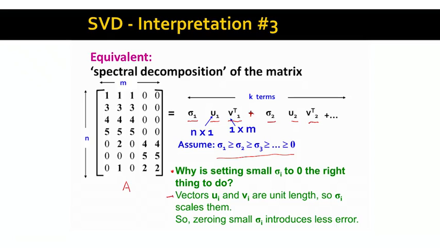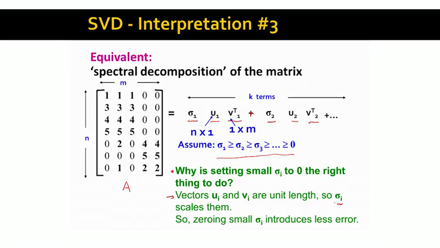We already know that vectors ui and vi are unit length, because the matrices U and V are column orthonormal, which means that every vector has a unit length. So this basically means that when I take a product of U and V and then multiply that with sigma, the sigma scales them, right? So now if I want to have small error, I can drop vectors that have small importance, that basically have small sigma.